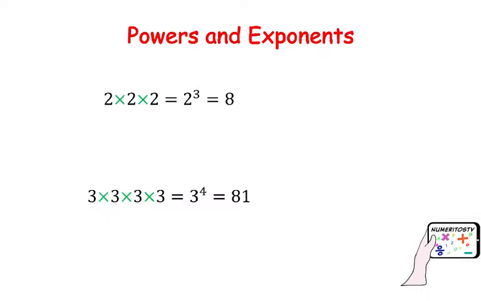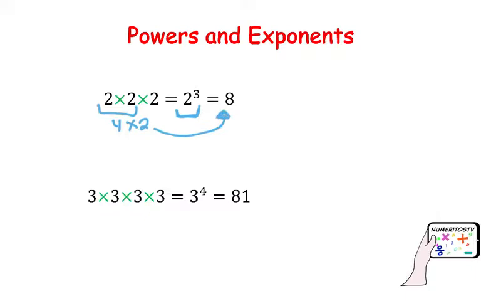So for example, if you have the multiplication 2 times 2 times 2, you can write an equivalent expression as 2 to the power of 3. And you write that 3 on top of the 2 in a smaller version. And 2 to the power of 3 is 8. 2 times 2 is 4, and then 4 times 2, that will be your 8.